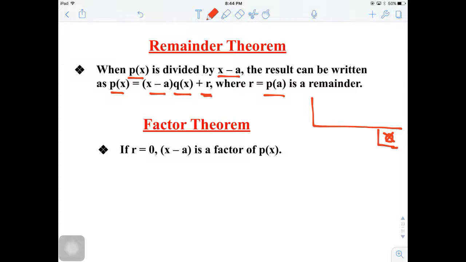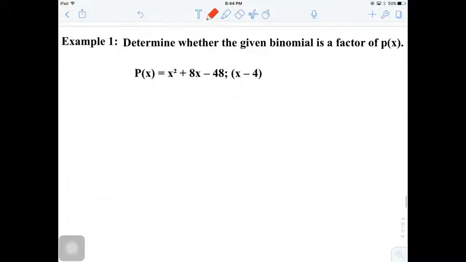And the factor theorem is just the opposite of that. Basically, it says that if you have a remainder of 0, you have a factor. So the number a that you put outside the divisor is actually a factor of the polynomial p of x. So a remainder of 0 means it's a factor. If you have a remainder other than 0, then you have a remainder. Basically, that's what those two theorems are.